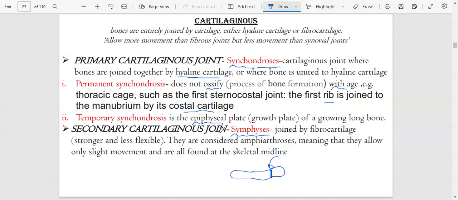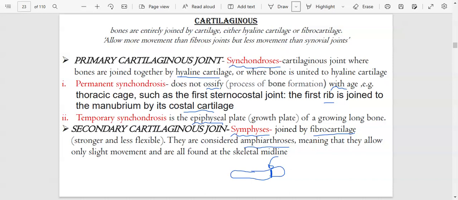You also have the secondary cartilaginous joint, which is called a symphysis. A secondary one is joined by fibrocartilage. Now, fibrocartilage is much stronger and less flexible, so they are considered mostly amphiarthrosis. Why? Because they allow little movement, meaning slight movement. All right, so this is how we're able to classify those joints which are cartilaginous, either primary or secondary. Primary is further divided into permanent or temporal. Know that in primary the kind of cartilage you find is hyaline.